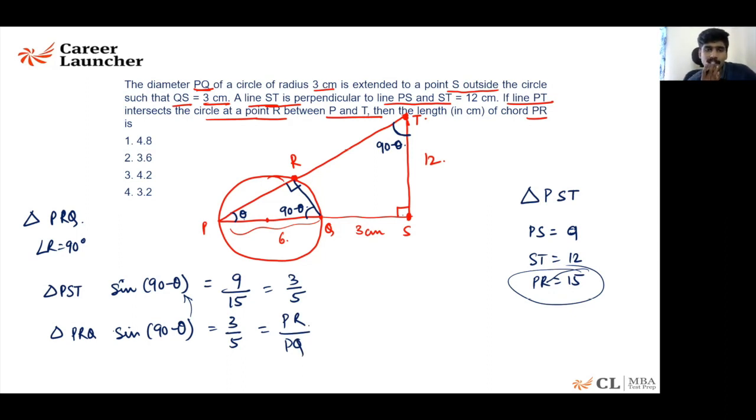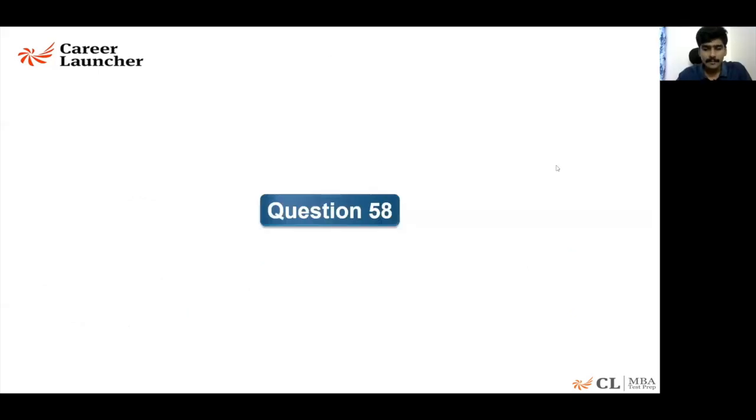So what do we know about this then? Are we done with the question? PQ we know. What is PR? It is going to be 3.6 to give you 3 by 5. So PR is going to be 3.6. Pretty easy.